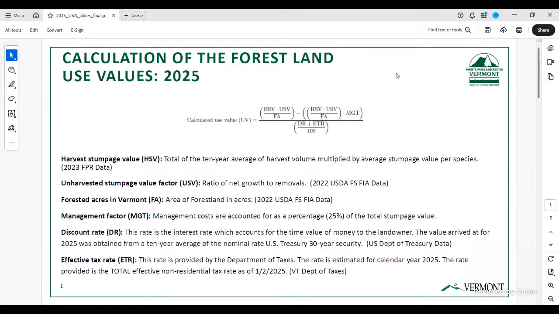The discount rate, this is part of our capitalization rate, so we use the 10-year average of the nominal rate of U.S. Treasury securities, the 30-year U.S. Treasury securities, to calculate our discount rate. And then the effective tax rate, which is given to us by the Department of Taxes. The discount rate and the effective tax rate together are essentially our capitalization rate that gives us the present value of that remaining stumpage on the landscape.